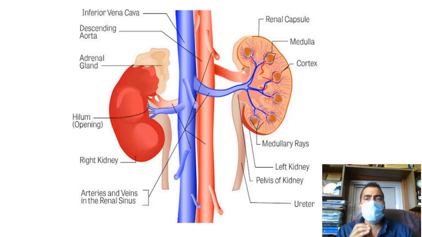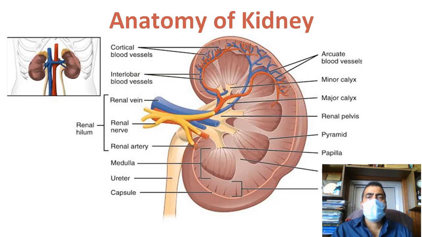The kidney also secretes one hormone that is known as renin, which is responsible for converting angiotensinogen, the hormone which is secreted by the liver, into angiotensin with the help of this renin hormone. The kidney has different structures.